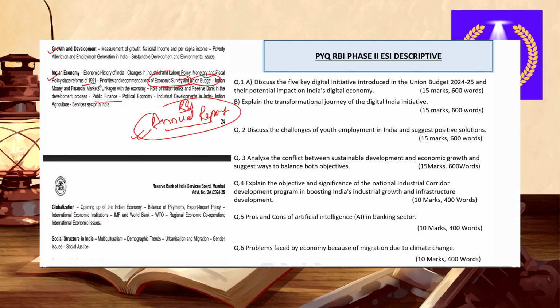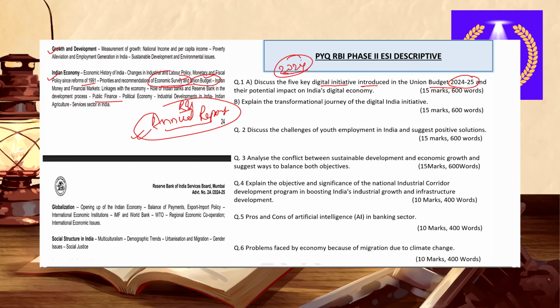Now let's try to understand these things through previous questions, what type of questions were asked in 2024. Okay, so the first question: discuss the 5 key digital initiatives introduced in Union Budget 24-25.